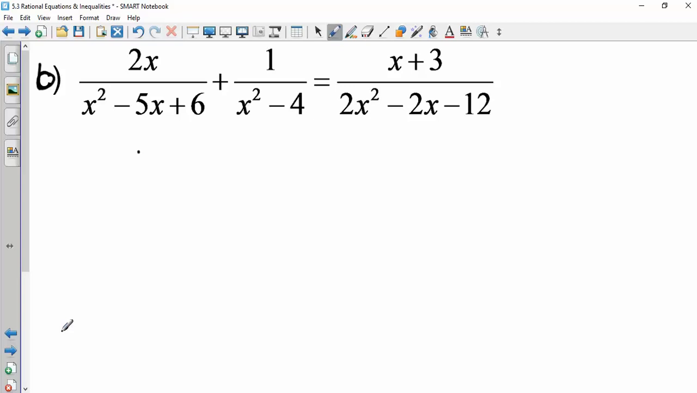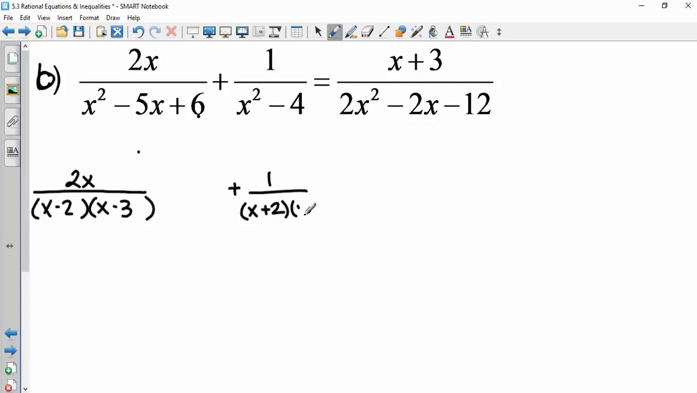Alright. Where am I going to begin on this one? Factoring everything. Okay. So, what multiplies to 6 and adds to negative 5? Good. X squared minus 4 breaks into x plus 2, x minus 2.